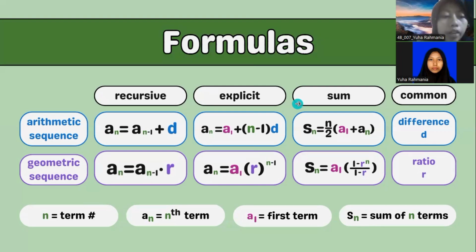Next, we have the geometric sequence formula: an equals a(n minus 1) times r, where r represents the common ratio. This formula is also an explicit formula because we can directly find any term in the sequence. Besides the explicit formula, we also use the recursive formula. A recursive formula calculates a term using the previous term.